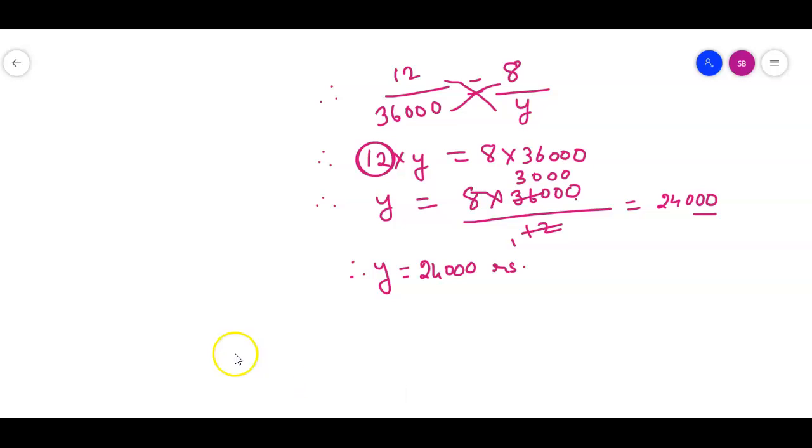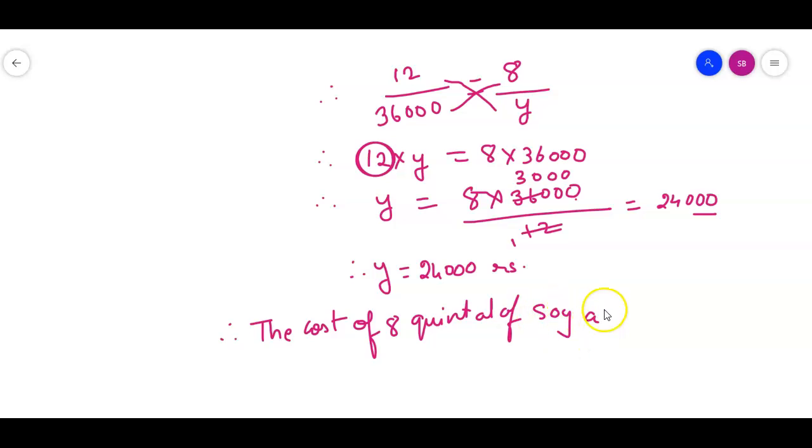So therefore the cost of 8 quintals of soya bean will be rupees 24,000. So this is your answer for the fourth question. Now we shall go forward to the fifth question.